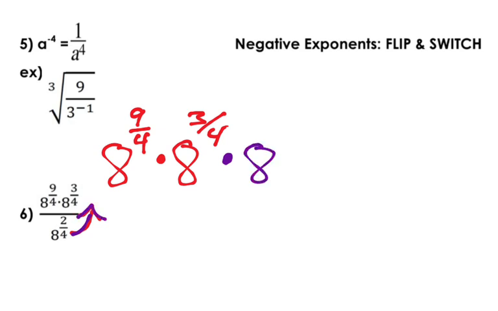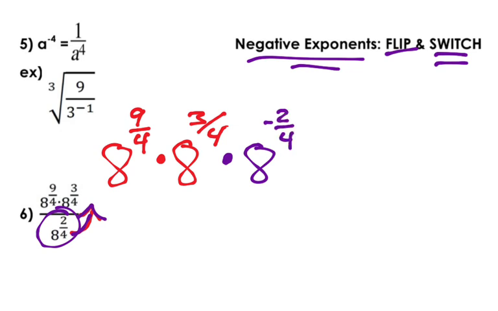But since we are moving the entire thing from the denominator to the numerator, you are basically doing the negative exponent rule backwards. You're undoing it. We are flipping something from the denominator to the numerator, so that means we have to switch its exponent. So we're going to make this into a negative 2 over 4.